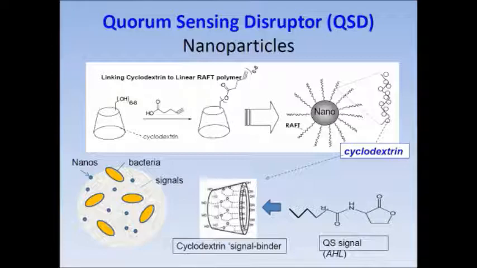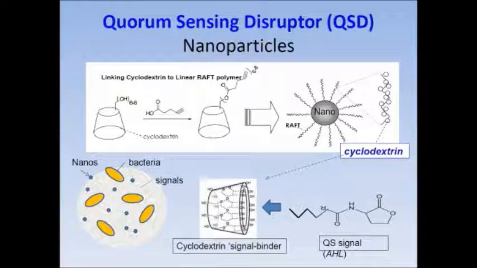So we attach the cyclodextrins to these long raft molecules, and we can attach up to 30,000 at present onto a single nanoparticle. If the raft molecules coming off there become too dense, it's kind of like a hairbrush, it's impossible for the AHLs to reach the cyclodextrins. So we have to manipulate these to only a certain density and not too dense. And when I say we, I mean my chemistry colleagues. It's a very involved process.